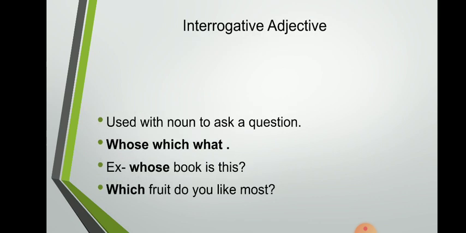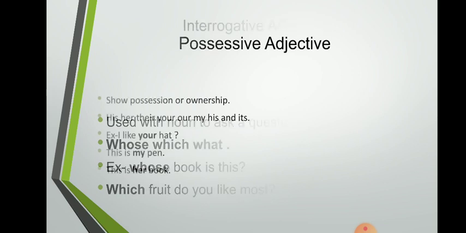Next, interrogative adjectives are used with a noun to ask a question. Let us see the words we use in interrogative adjectives: whose, which, what. For example, whose book is this? Which fruit do you like most?